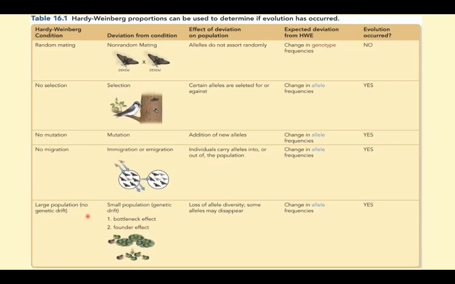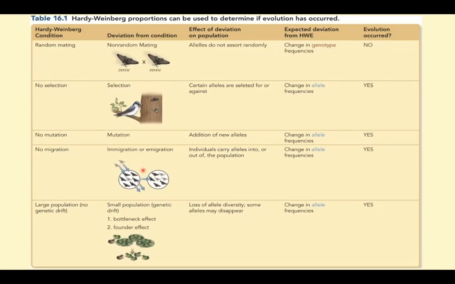Okay, kalau jadinya small population, maksudnya effect of genetic drift is very high atau very effective, then there is a loss of allele diversity or some alleles may disappear. This change in allele frequency is one of the factors for evolution to occur. Okay, we will go into detail on all of these 5 conditions.